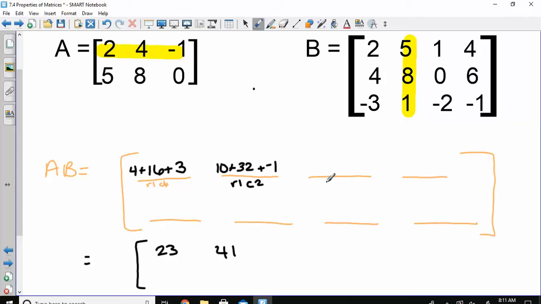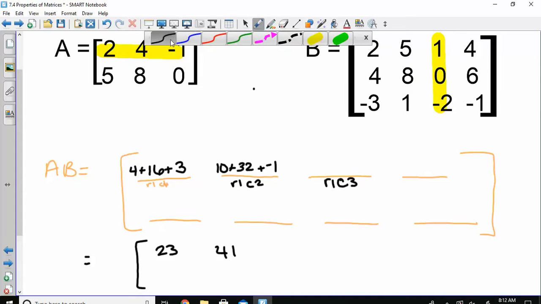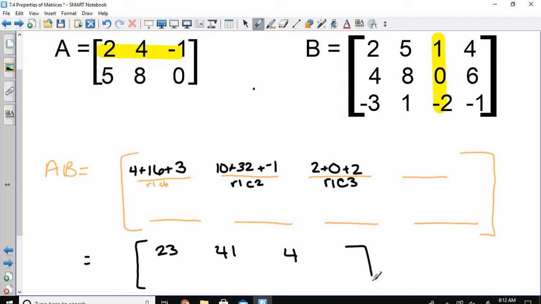Okay, how would I find this one? First row, we're just moving down the line in this matrix. So now we're going to multiply it by the third column. So 2 times 1 is 2, 4 times 0 is 0, negative 1 times negative 2 is 2, so that gives us a 4. What about this one?